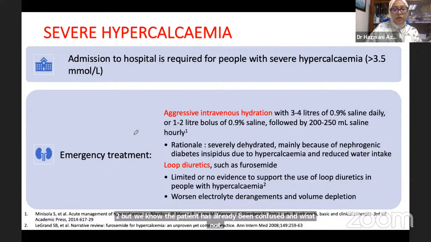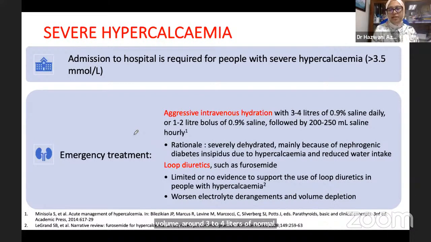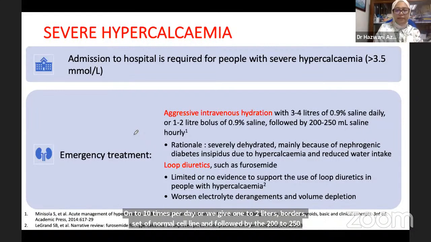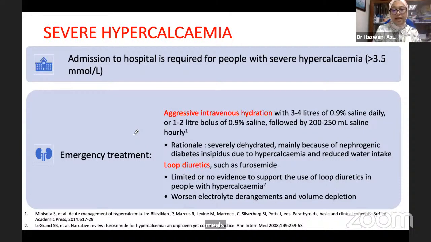So for emergency treatment, of course, our first line is always fluid. We give aggressive intravenous hydration. The suggested volume is around 3 to 4 liters of normal saline daily, so it ranges from 6 pints to 8 pints. Sometimes I can go on to 10 pints per day. Or we give a 1 to 2 liter bolus of normal saline followed by 200 to 250 ml saline hourly, which also comes to around 4 or 5 liters per day. The rationale is that they are severely dehydrated, so we have to replace intravascularly with fluid. It is also contributed to by nephrogenic DI, and because they are not well, they have reduced water intake, so we have to replace this.